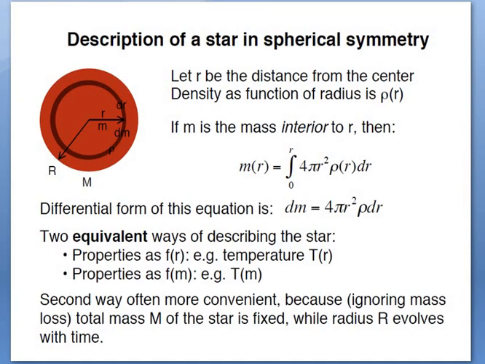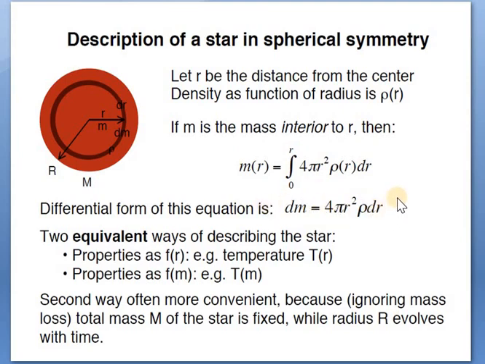So the first thing we are going to do is use a spherically symmetric system to describe our star. Now, let r be the distance from the center, and so the density and other parameters will depend on the radius, or the distance from the center. You see? And so the mass interior to this shell here is given by this expression, and the differential form of this expression is given over here.